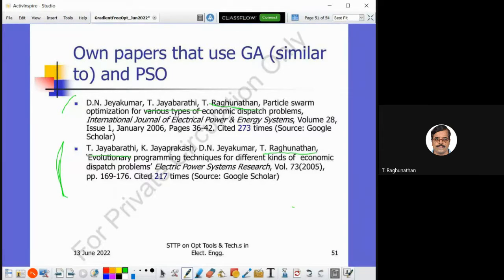Those papers that we published, actually this Jaikumar is my student, not her student. Her student was Jaiprakash. Those papers were published more than 15 years back. They have good citations, but not very good citations because the journal is not IEEE or something like that. You can find more details of the GA and PSO that we used by referring to these papers, if you like.